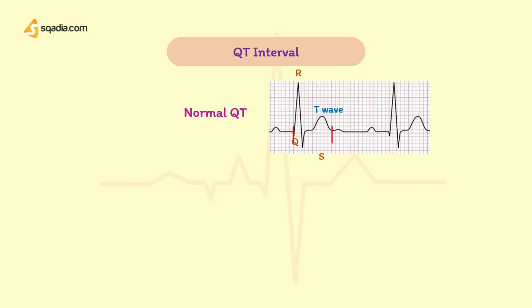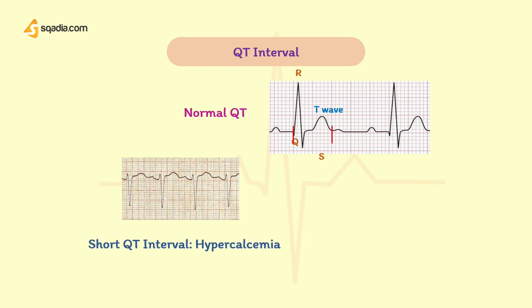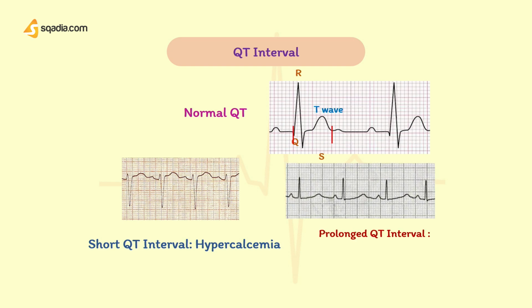However, as a rule, the T wave should end before halfway through the 2 QRS complexes. A short QT may be caused by hypercalcemia. A prolonged QT may be due to hypocalcemia, drugs like antiarrhythmics, and long QT syndrome.